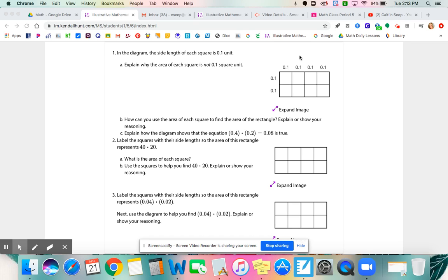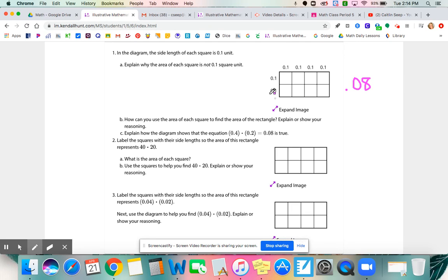I wanted to continue from the video before to finish up this section in the lesson. So we were working on this image here. We had already solved it and found that the area was 8 hundredths, and the hundredths place value is 2 tenths, hundredths.